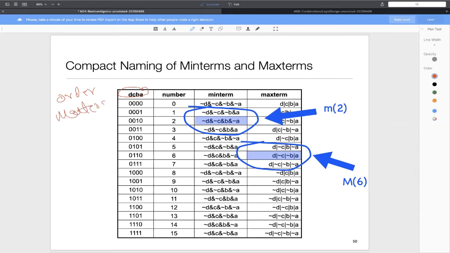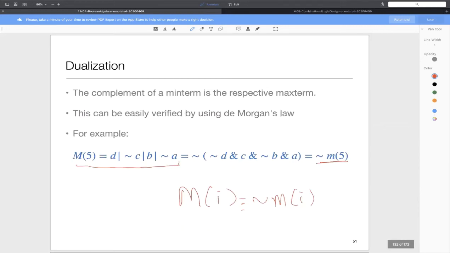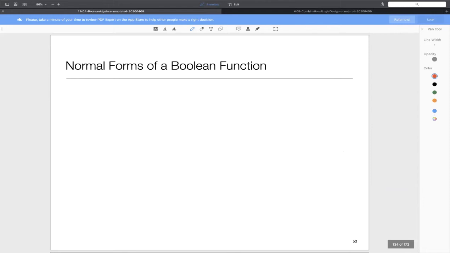So in the problem, I would specify that consider the input in terms of DCBA. If on the other hand, I had taken the input to be, let's say, BCAD, then things get shuffled up, right? So then the ordering will change. So it is very important that you follow the order, or if you are doing it, then state the order so that someone reading your design knows what minterm number 5 really means.